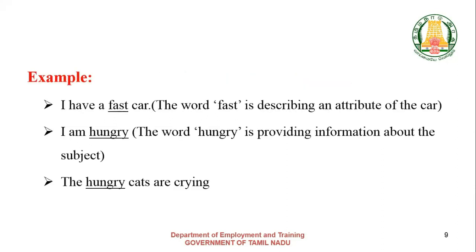Example: I have a fast car. The word fast is describing an attribute of the car. So I have a fast car. Here, fast is an adjective. Next example, I am hungry. The word hungry is providing information about the subject. I'm hungry. Hungry is an adjective. Third example, the hungry cats are crying. Cat is a noun. Cats, that is a plural noun. So hungry cats. The word hungry describes the cats, the noun. So hungry becomes an adjective.